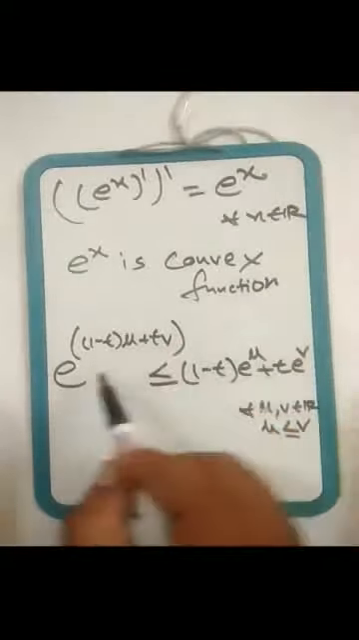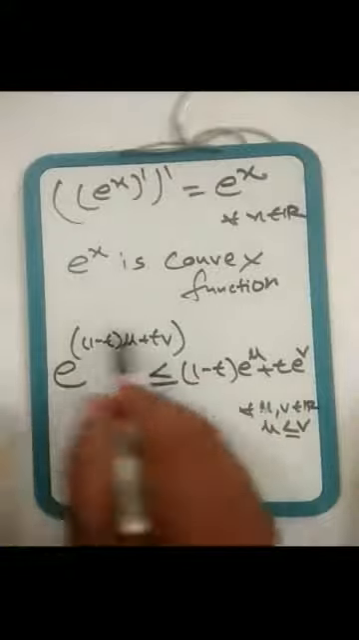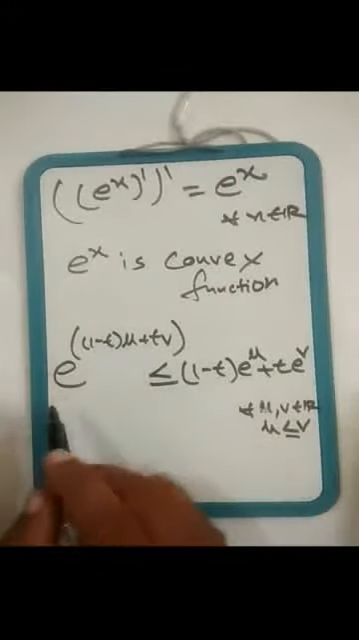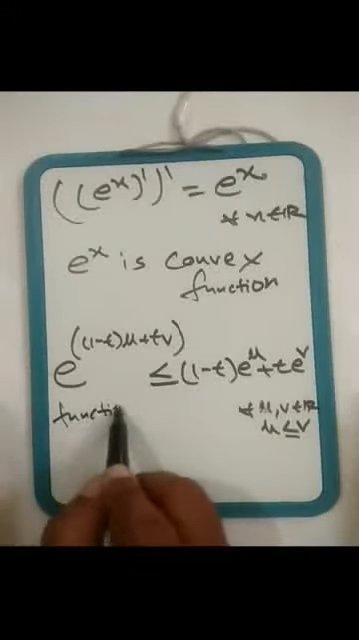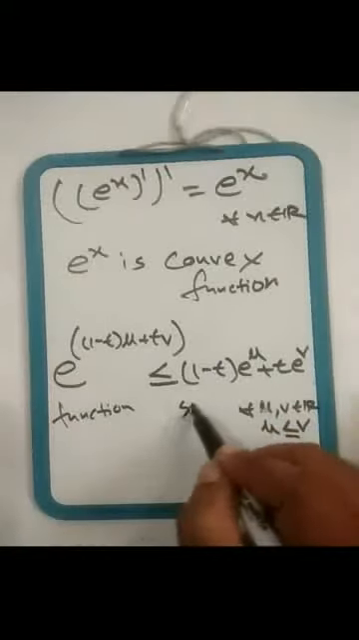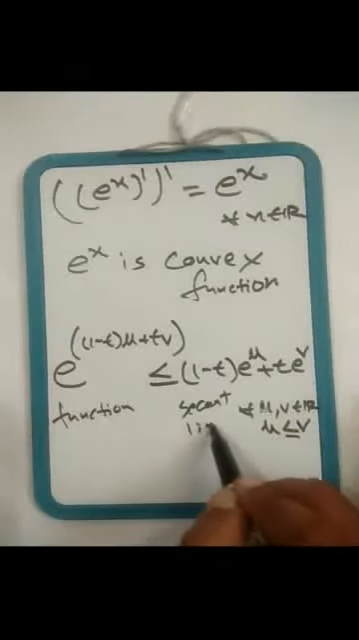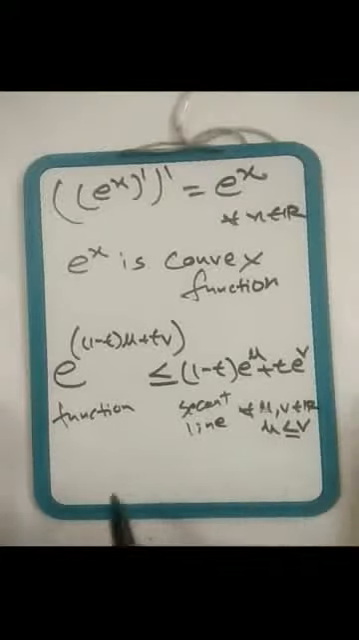By the convexity of this function, this is the value of the function, and this is the secant line, which is lying always above.